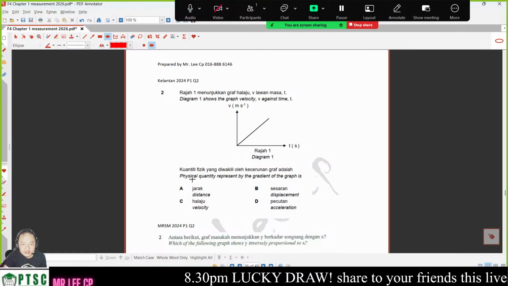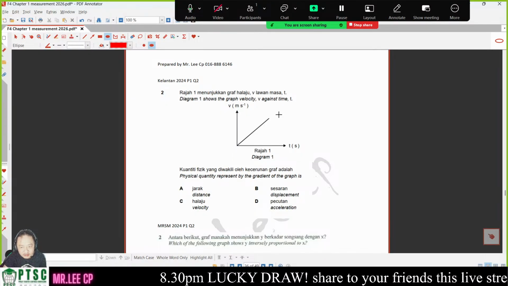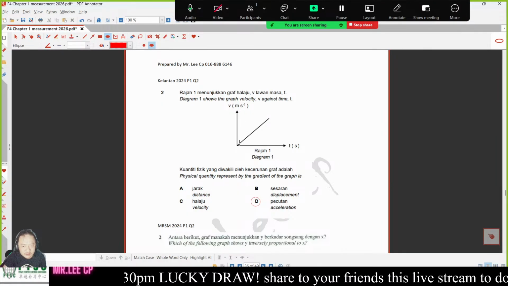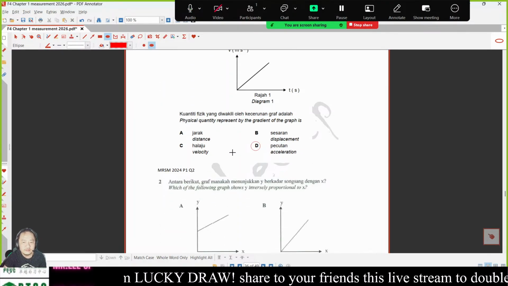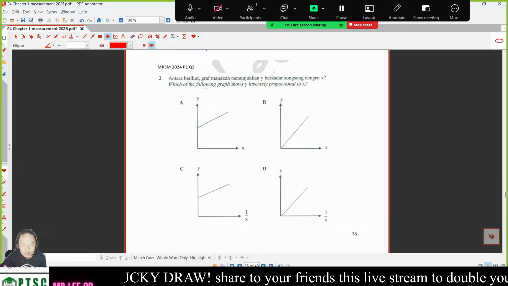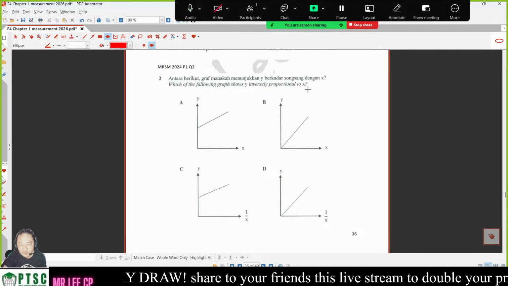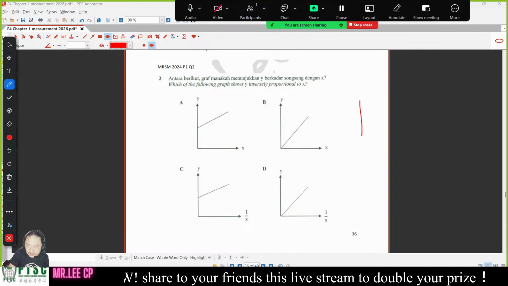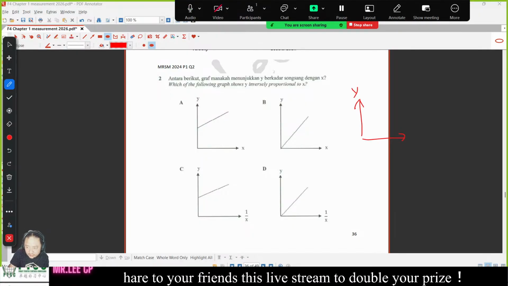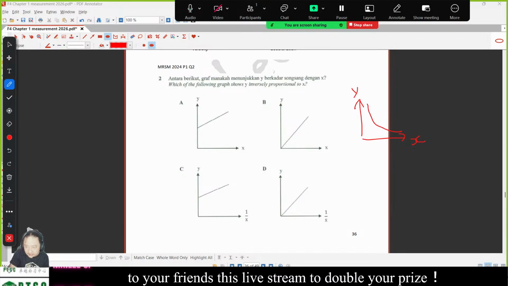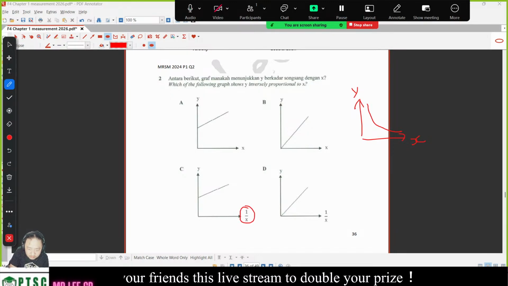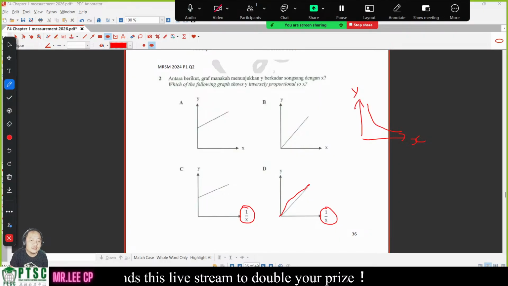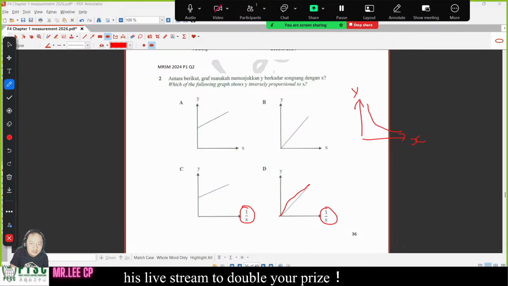Okay. Now, the physical quantity represented by the gradient of the graph is acceleration in this case. Right? Velocity-time graph, the gradient is acceleration. Which of the following has y inversely proportional to x? So y and x inversely is like that. If you don't have that, you look at 1 over x here. 1 over x is called inversely. This one is not, this one is inversely. The answer is D.